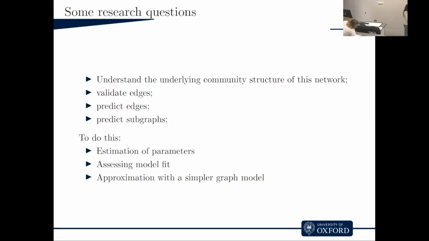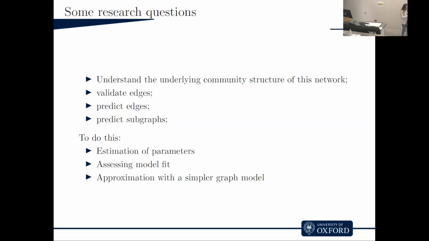So what do we want to do with this type of network? Some research questions are, we want to understand the underlying community structure. You might have heard about community detection and that sort of thing. But here we are actually saying that we already know the group affiliation of the nodes, but we just want to understand how these communities are working underlying. And what else we want to do is validate edges, or predict edges, or we might be interested in the underlying subgraph structure of the graph in ER mixture graph models.